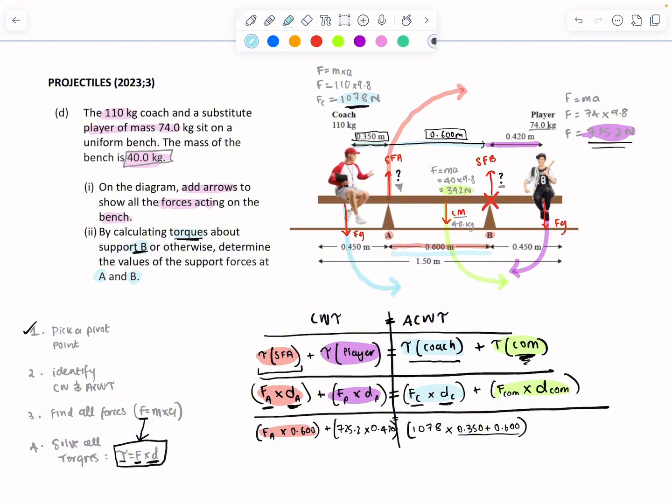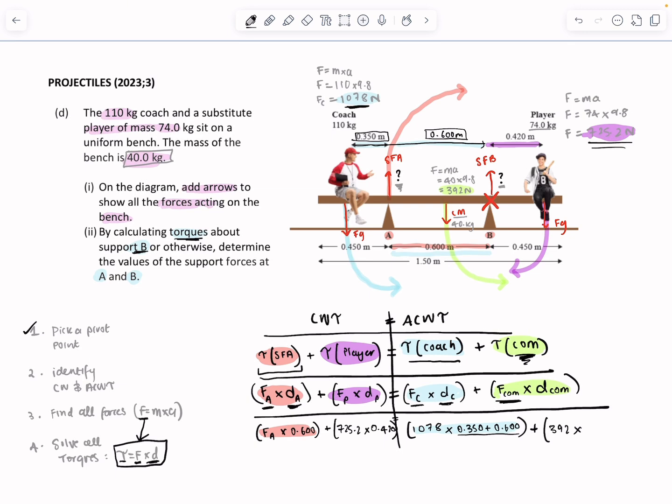Okay, so that's dealt with. We've fleshed that equation out nicely. Let's move on. We've got the force of the center of mass. The force of the center of mass has also been worked out previously by us, and that is 392 newtons, times the distance away from the support force.